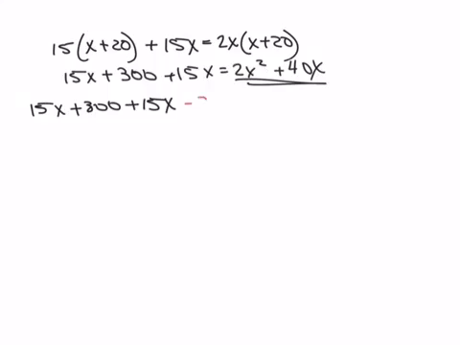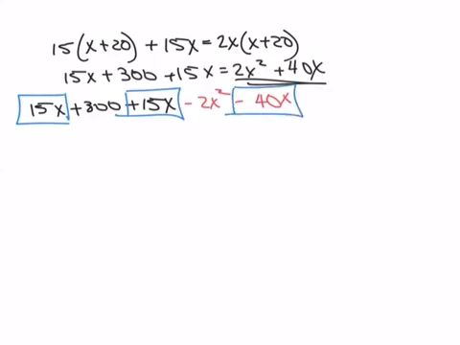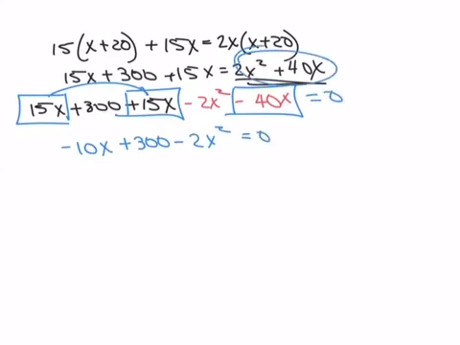So I move the 2x squared over and change the sign. I move the 40x over and change the sign. Now I can look and see if I can combine stuff. So I can combine all of that. 15 plus 15 is 30, minus 40 is negative 10x. Okay, I forgot to make that equal to 0. I moved all of this over, and I had 0 left.